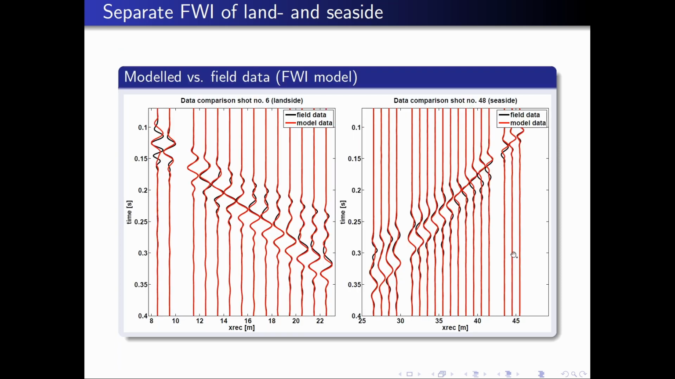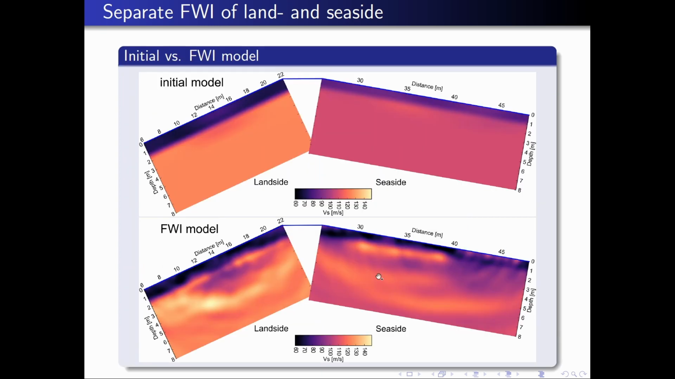To evaluate the quality of the inversion result, we compared the model data for the final waveform inversion result, shown here in red, with the field data, shown in black. Besides some remaining minor misfits, the overall data fit is very good. So we inverted the data separately for the land and seaside, and this approach seemed to work quite well. However, the disadvantage of this approach is that we cannot resolve the structures in the core of the dike.